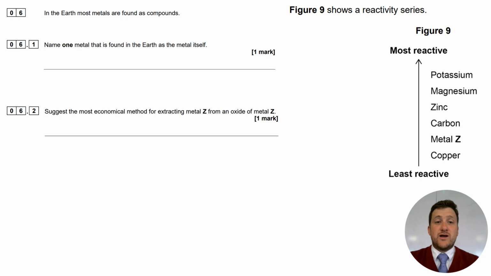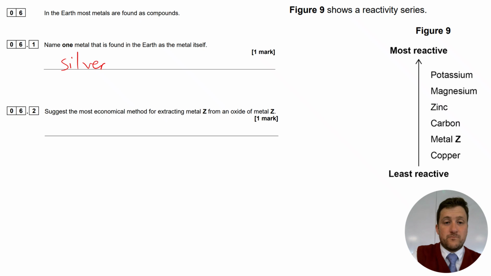Okay, in the Earth, most metals are found as compounds. This is telling us straight away we're talking about metals. That can be reactivity series, that can be electrolysis, that can be extraction. There's quite a lot that can come up within this question. And we can see in these first two questions, name one metal that is found in the Earth as the metal itself. This is just testing your knowledge of the reactivity series. If you know that, you will know those last few metals that are found as metals themselves, found naturally without the need for extraction.